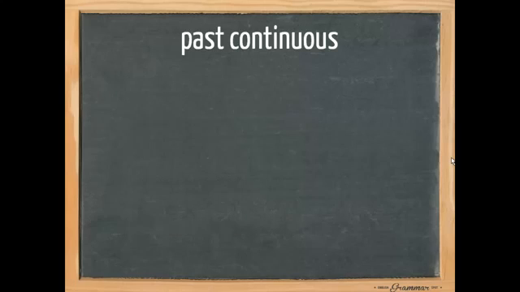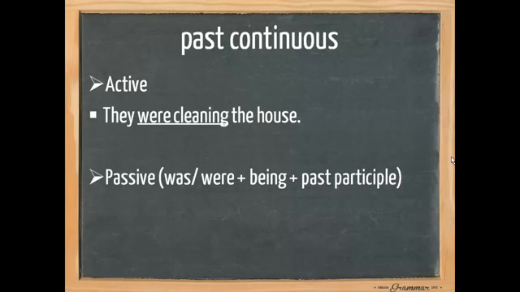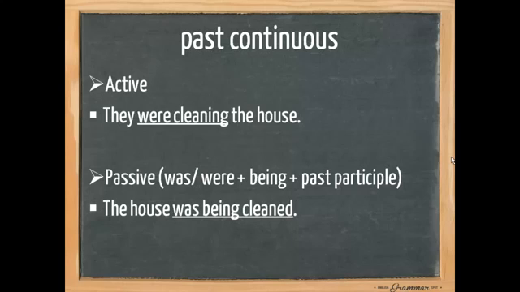The past continuous. An active sentence: They were cleaning the house. So, to make it into a passive, we'll put the house as the subject of the passive sentence. Remember, don't forget to put in being. Passive: was or were plus being and the past participle. The house was being cleaned. It was done by them, but that's not important.